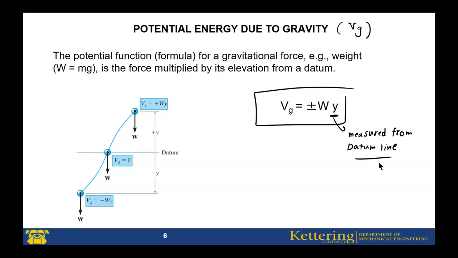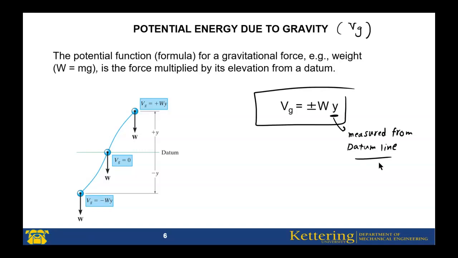For example, when this particle moves along this curve, from this position to this position, and there's a weight applied at the datum line, because y is 0, there is no potential energy. But above this datum line, the potential energy is positive. Below this one, the potential energy is negative. Okay? I just explained it before.